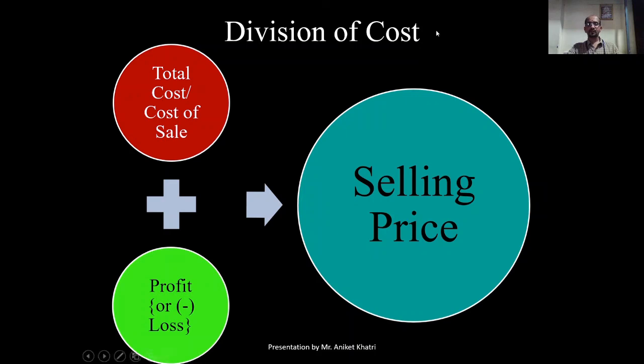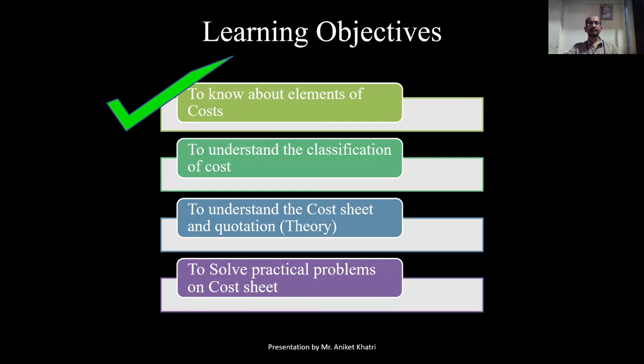Okay, if the total cost is more than the selling price, then we get the loss. If the total cost is less than the selling price, then we get the profit figure. Okay, so this is very important from our example point of view, because we have to draw the cost sheet, and in that cost sheet we need to show these expenditure. Okay, so thus we have completed our first objective, that is to know about the elements of cost.